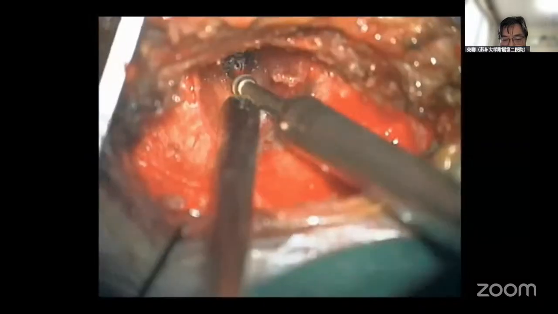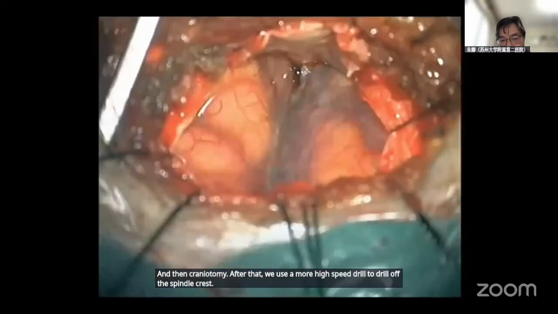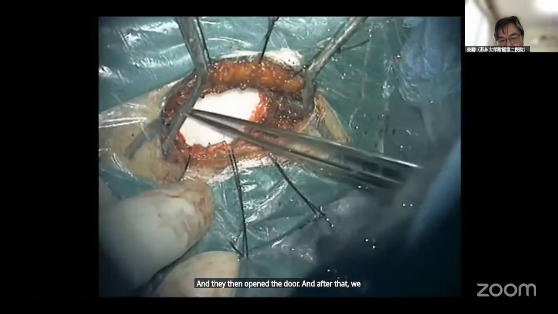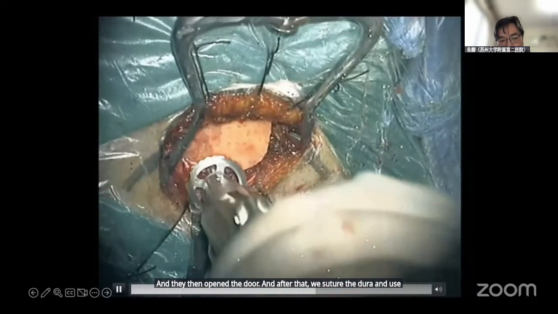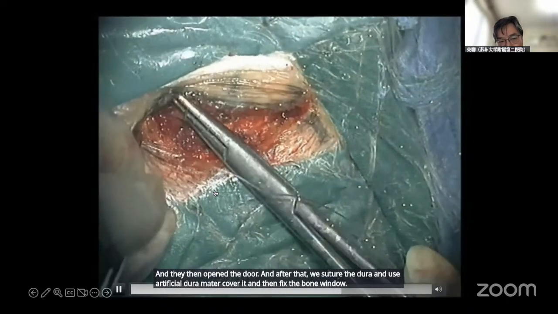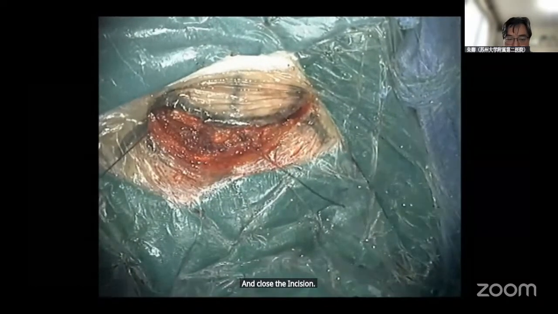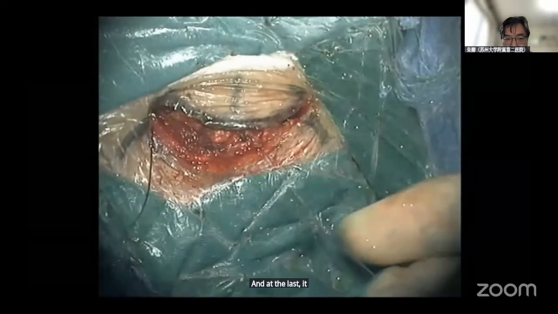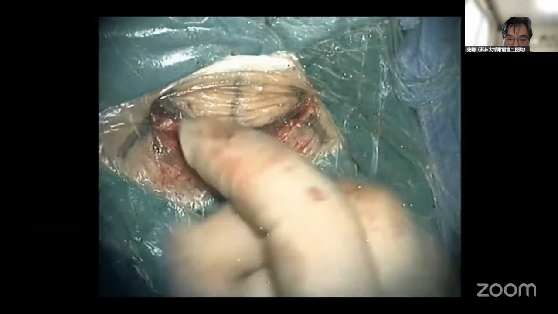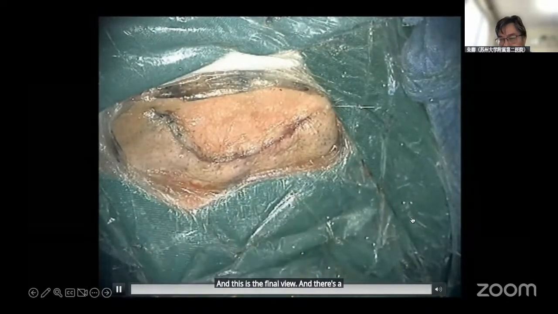After that, we use a small high-speed drill to drill off the sphenoid crest, and then open the dura. After that, we suture the dura, cover it with artificial dura mater, fix the bone window, and close the incision. And at last, it achieved a satisfactory cosmetic result. And this is the final view. The length of the incision is 4 centimeters.